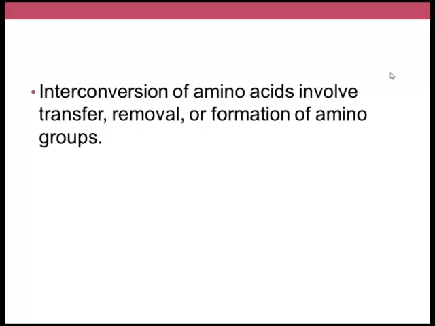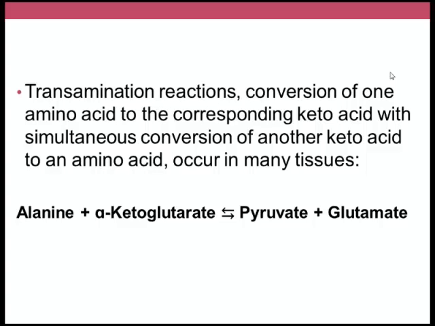Interconversion of amino acids: we can synthesize one amino acid from another. So this is interconversion. You convert one type into another. And this occurs by either transfer, removal, or formation of amino groups. Transamination reactions mean conversion of one amino acid to the corresponding keto acid with simultaneous conversion of another keto acid into an amino acid. For example, here alanine plus alpha ketoglutarate is converted, and this reaction is reversible. It can occur in the opposite way. Here it's converted into pyruvate and glutamate.